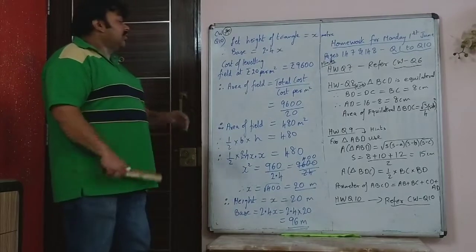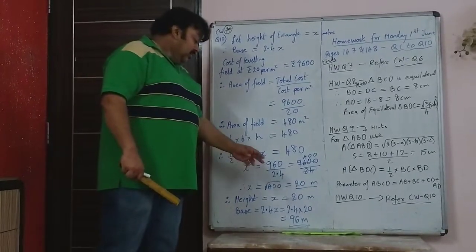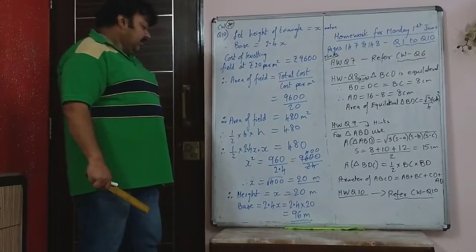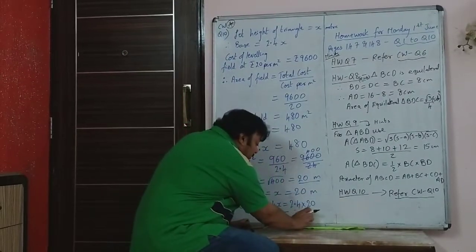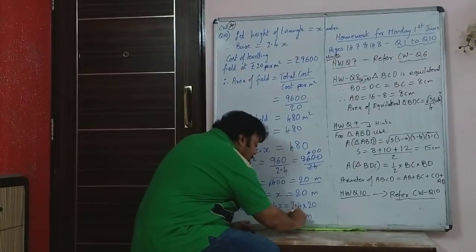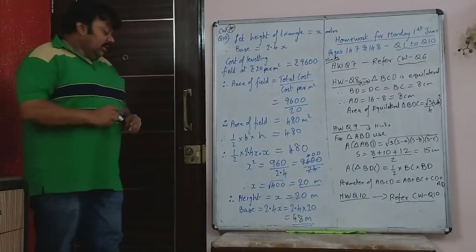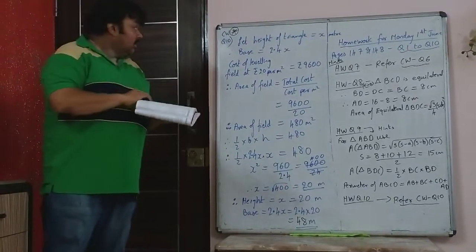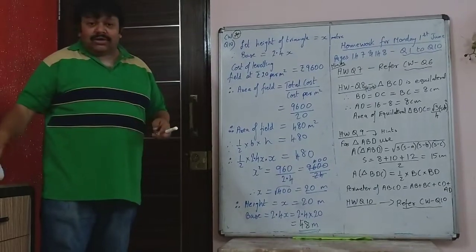Therefore base is 2.4 times 20. So base will be 2.4 into 20, that is 48 meter. The base is 48 meter. So you will get the base of the field is 48 meter and the height is 20. That is question number 10, which was the last classwork sum.